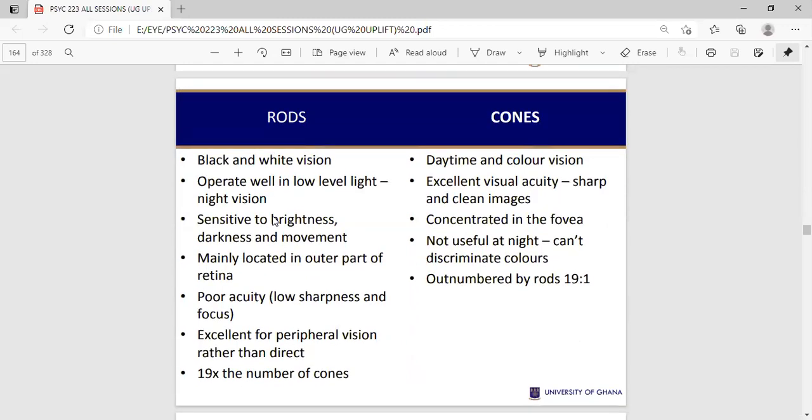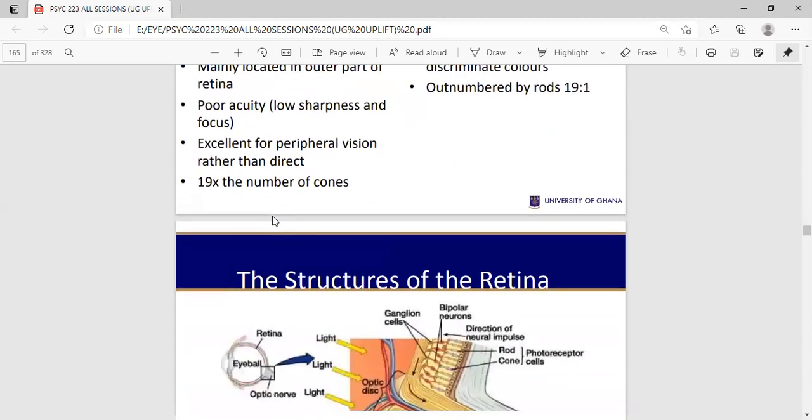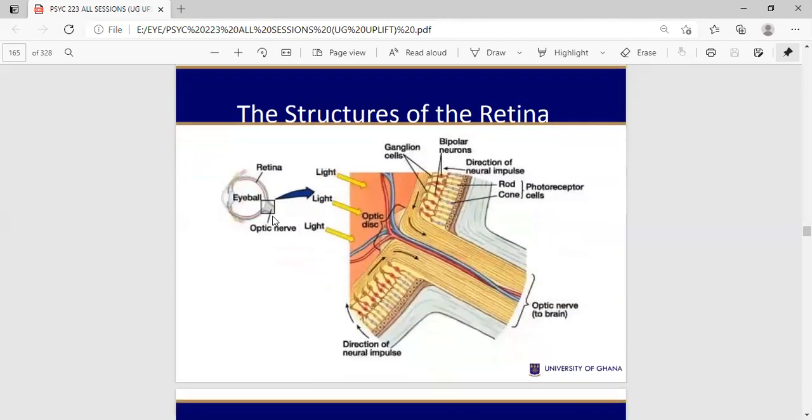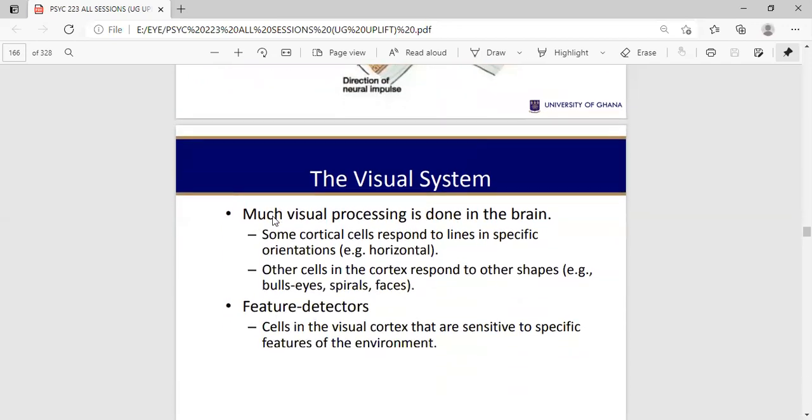Within your slides, your lecturer gave you pointers on the differences between the rods and the cones, and these things are self-explanatory. So my main focus will be on information from the eye to the brain.